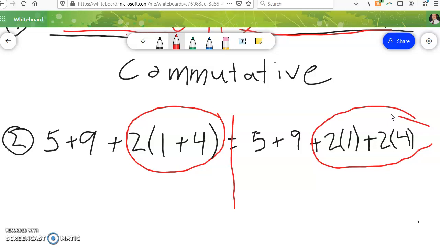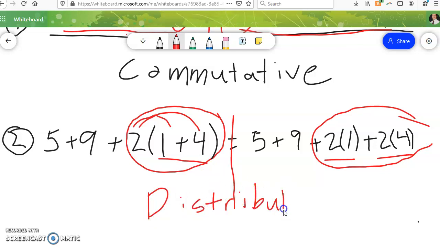And so the parentheses kind of changed order, but I'm asking myself, did multiplication happen? And it looks like it did, because instead of doing 1 plus 4 is 5 and then multiplying, it looks like they took 2 times 1 and 2 times 4. So when this happens, when everything inside the parentheses gets multiplied individually, this is the distributive property. So if you thought associative, you were on the right track there, but distributive is just when things are getting multiplied like so.